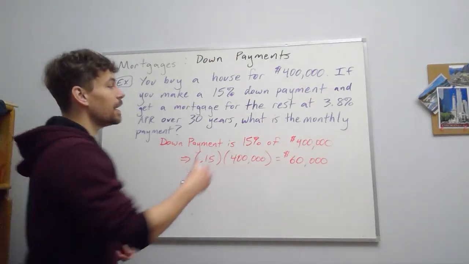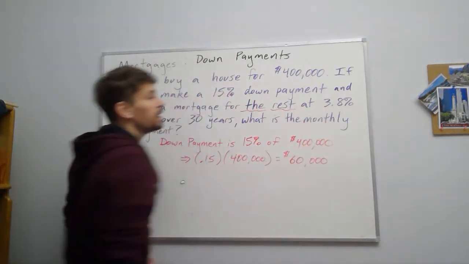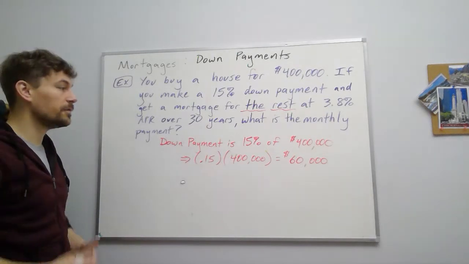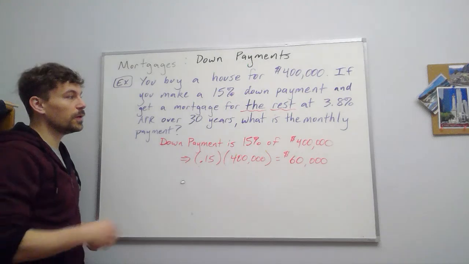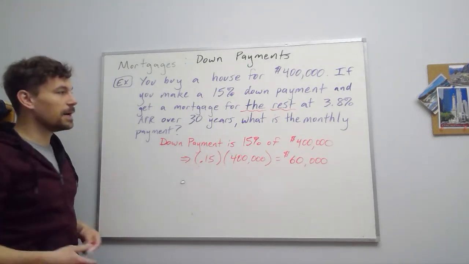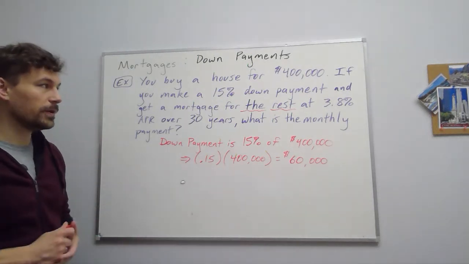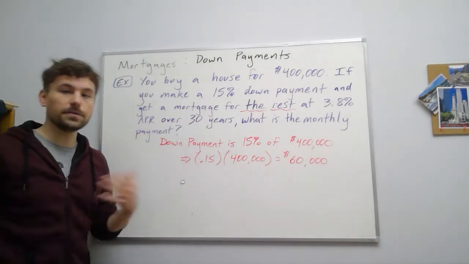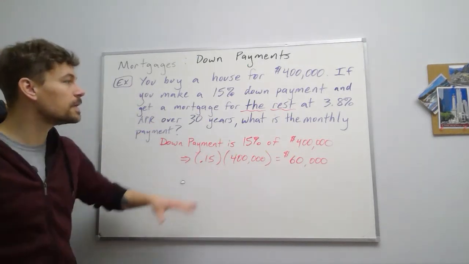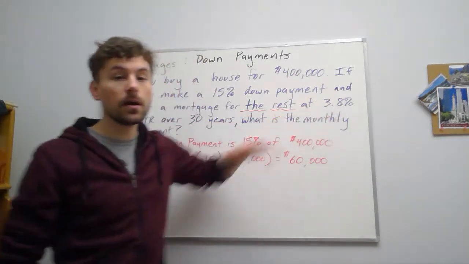The remaining amount, the rest of that, is what you're going to have a mortgage for. A mortgage is just a form of loan. So if you want to know, hey, what is my monthly payment for that mortgage? We need a few things. We need to know, is it a 30-year mortgage, a 15-year mortgage, something else? We need to know the APR.